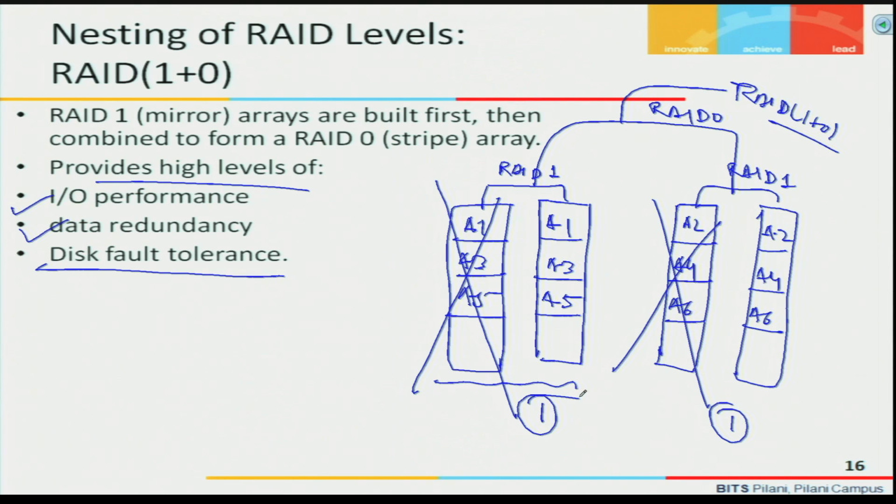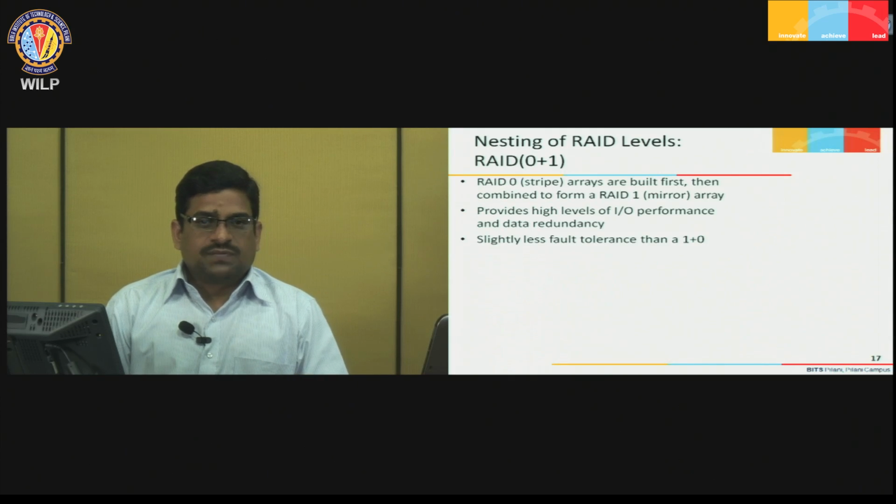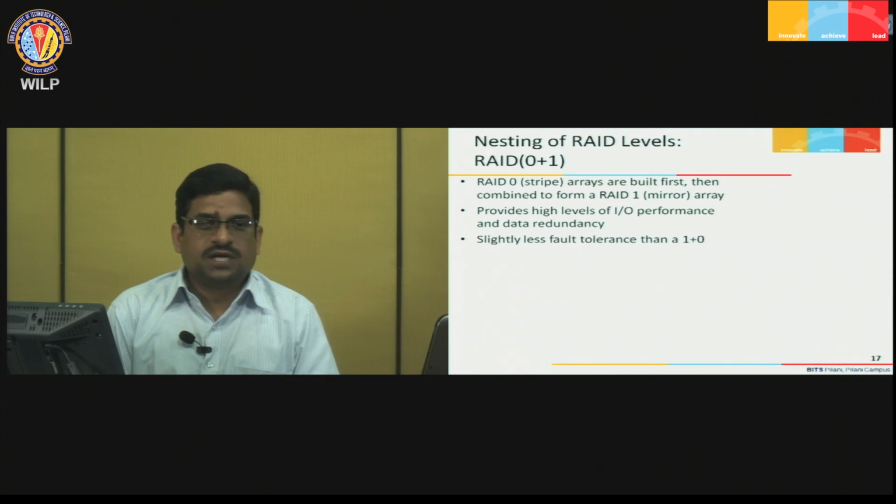So, that gives better performance compared to your RAID 1 and RAID 0. Next is RAID 0 plus 1. The construction is more or less similar, because it is a reverse of RAID 1 plus 0. RAID 1 plus 0 is also called RAID 10, and this is RAID 0 plus 1.